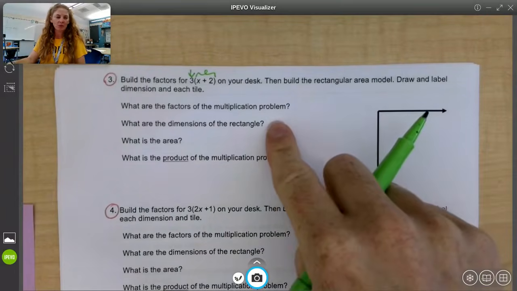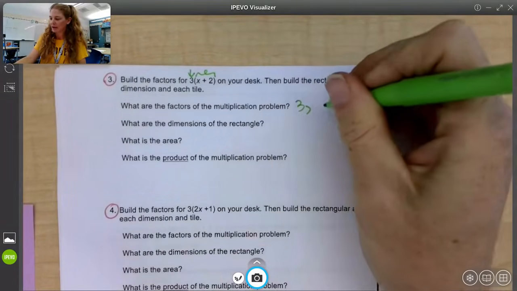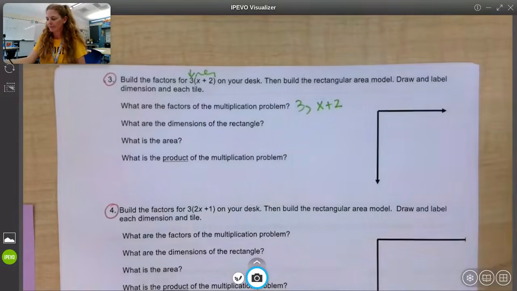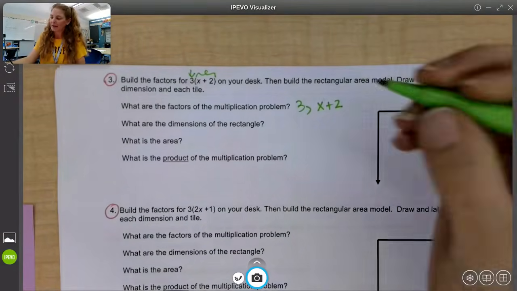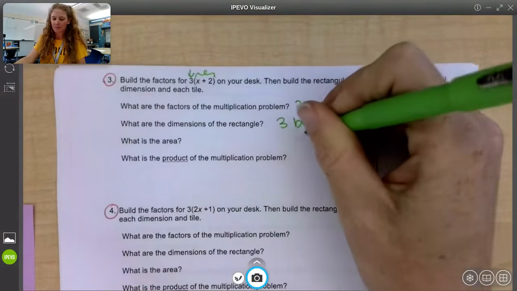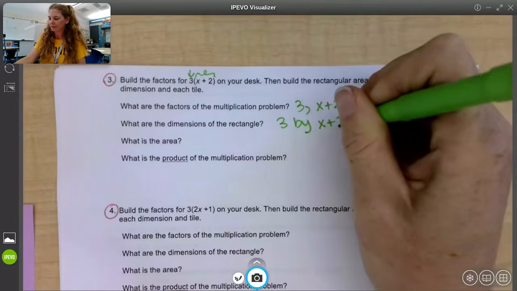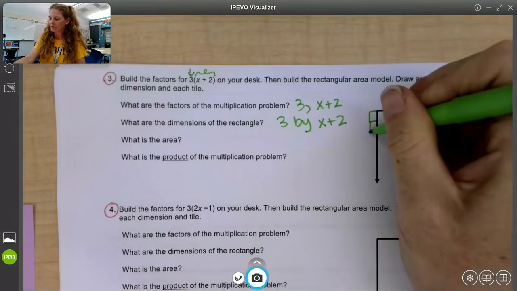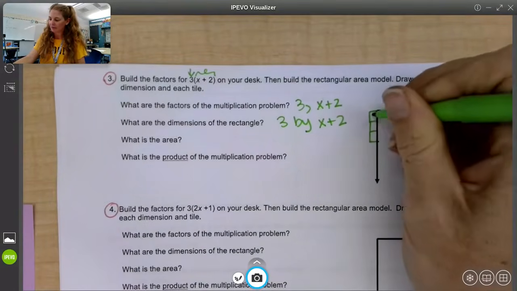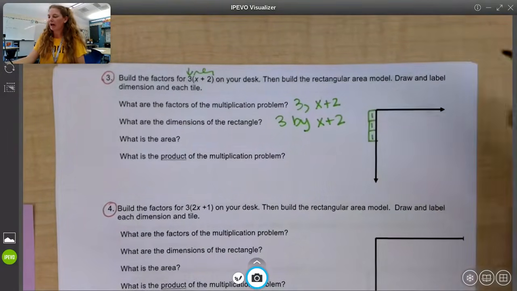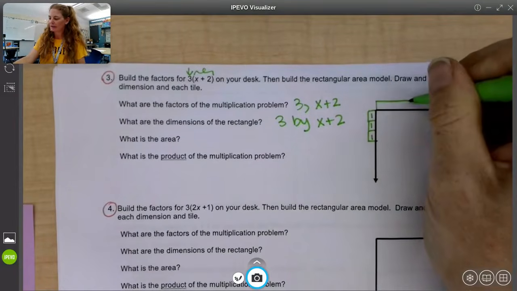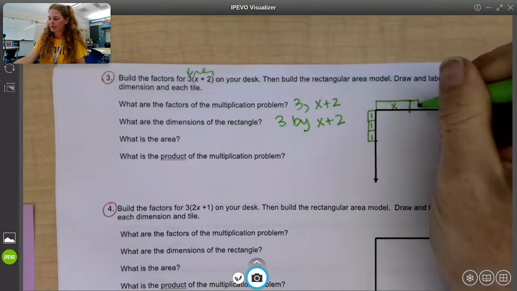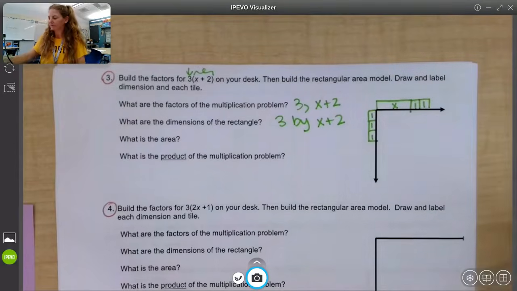So the factors of our multiplication problem are 3 and x plus 2. So the dimensions of our rectangle are 3 by x plus 2. So our area is going to be in the middle. So we're going to have 3 singles, 1, 2, 3. I'll put 1s in them. And then we're going to have an x and 2 singles on top.